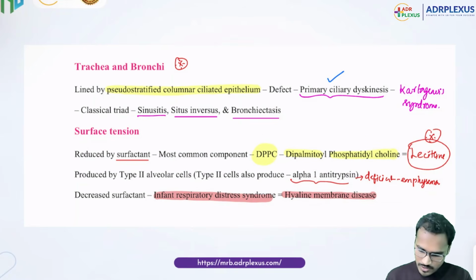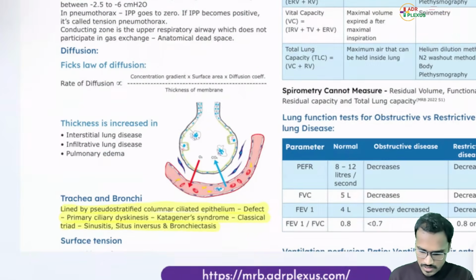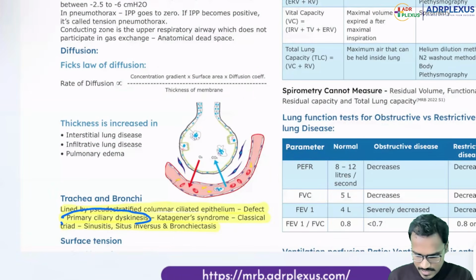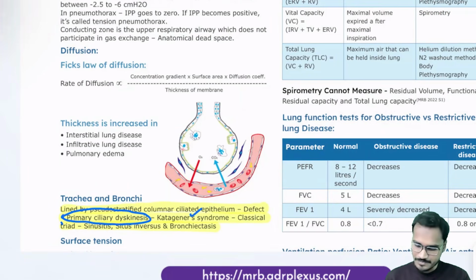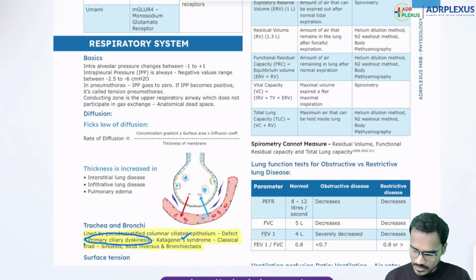So again we had the workbook exactly printed. You can see the section here. It is a primary ciliary dyskinesia, ciliary motility is reduced, and that is Kartagener syndrome. So this was also directly from the workbook. Next question: some of the options may be a little different because it is based on students' recall. So some of the options might be different.